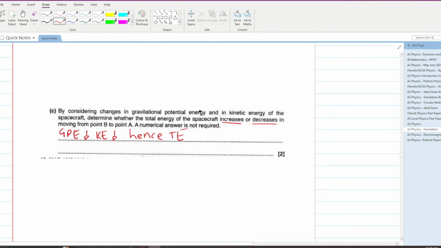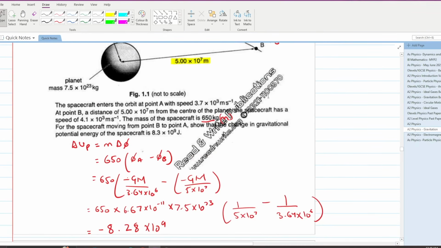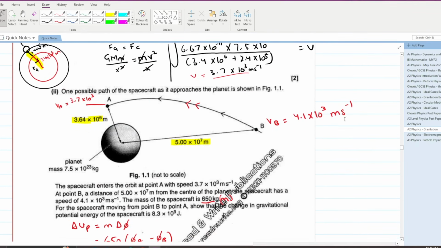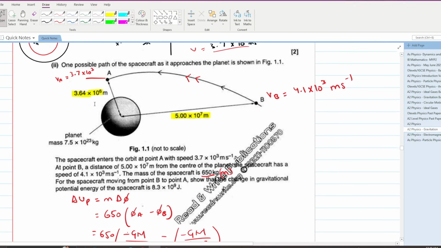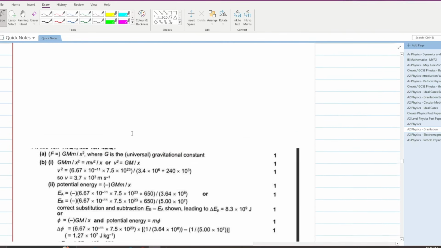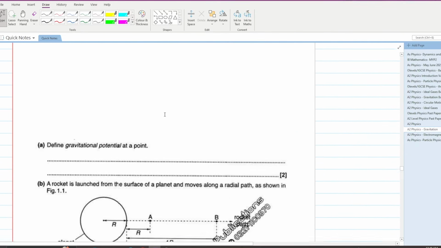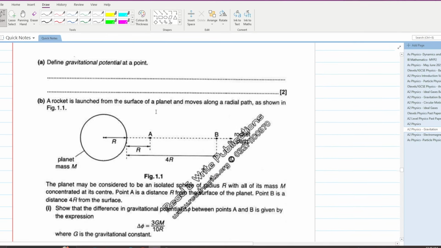How do I know that kinetic energy is decreasing? Because at B, look at what the velocity is: 4.1 into 10 raised to the power 3. At A, look at what the velocity is: 3.7 into 10 raised to the power 3. So the velocity is decreasing, the kinetic energy will decrease. Simple as that. I have attached the marking scheme. Let's move on to our last and final question.